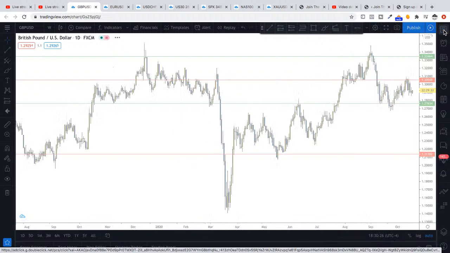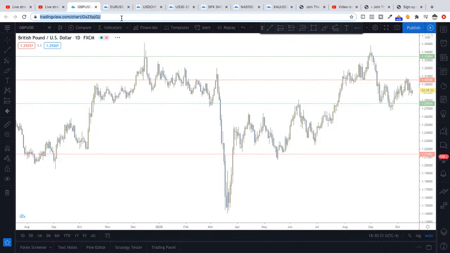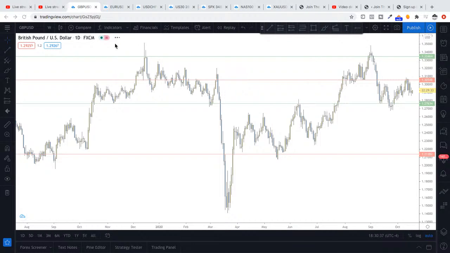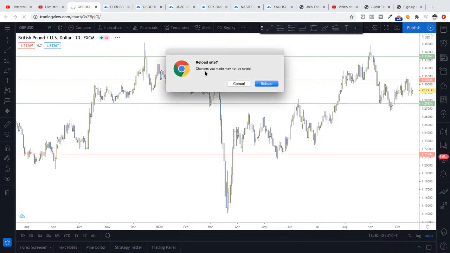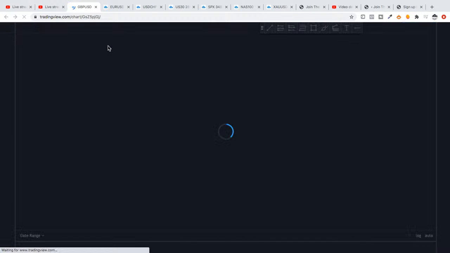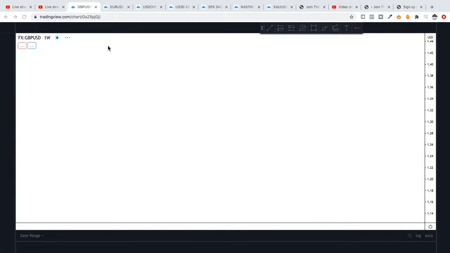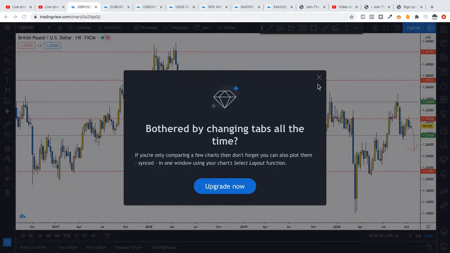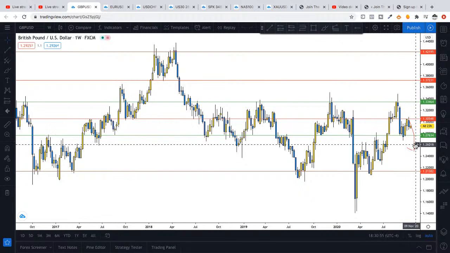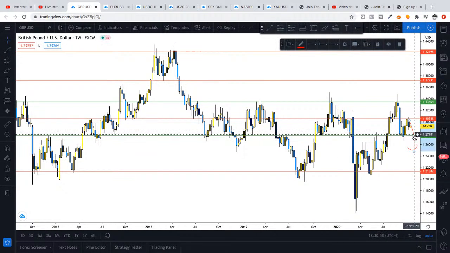I don't think I need to have this open. Let's see if it's going to let me load the weekly. Okay, reload. I'm sorry, guys. GBP USD. All right, yeah, I got you. Let me put this thing back on here. Let's get rid of that.